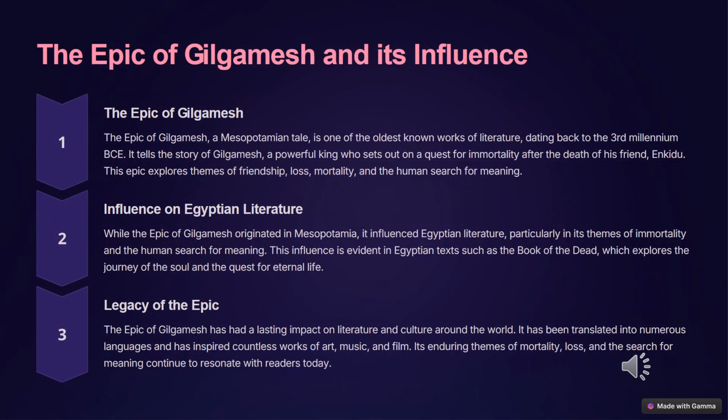Continuing from our discussion on notable writers and poets of ancient Egypt, let's now explore the Epic of Gilgamesh and its influence on Egyptian literature. The Epic of Gilgamesh is one of the oldest known works of literature, dating back to the 3rd millennium.